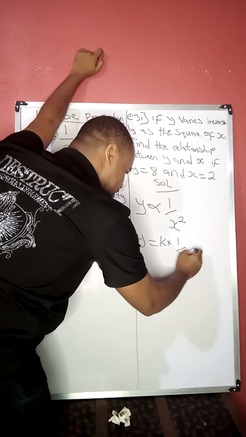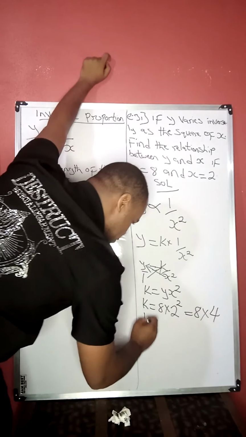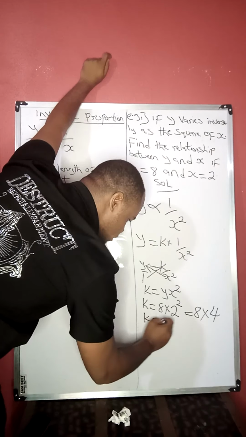Now I need to look for the value of k. How do I do that? This is the same as over 1. Cross multiply. Cross multiply. That's 1 times k is what? K to be equal to yx squared. So I'll be getting my value of k. Anywhere I see y, what's the value of y? They said anywhere I see y, I should put what? 8. Y is equal to 8 times. Anywhere I see x, I should put what? 2. 2 squared. So this is the same thing as writing 8 times 2 squared means 2 times 2, which is what? 4. So I'll be having my k to be equal to 32.